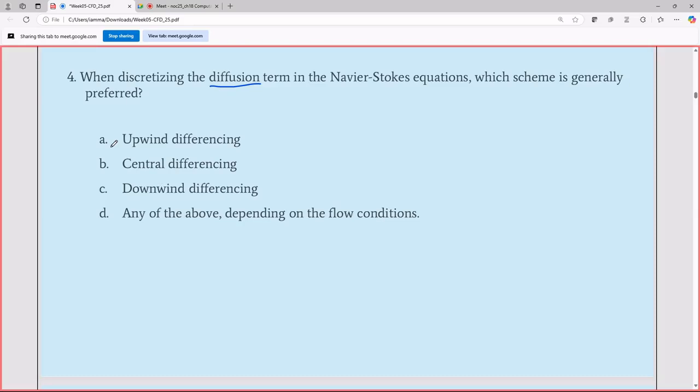Option A, upwind differencing. Option B, central differencing. Option C, downwind differencing. Option D, any of the above, depending on the flow condition. Can inbox your answers. Which among the following is best suited for discretizing the diffusion term in Navier-Stokes equations?